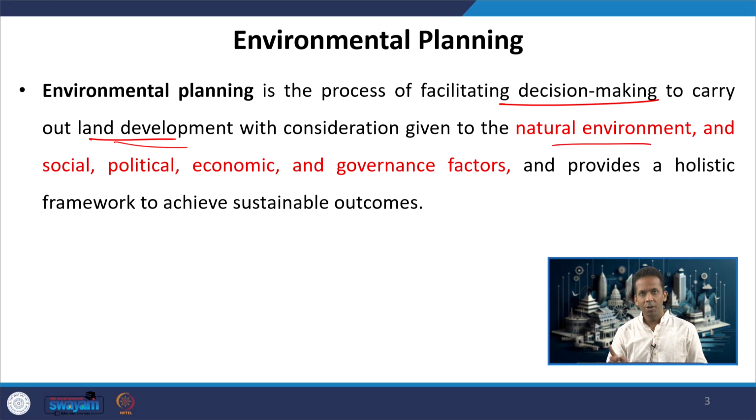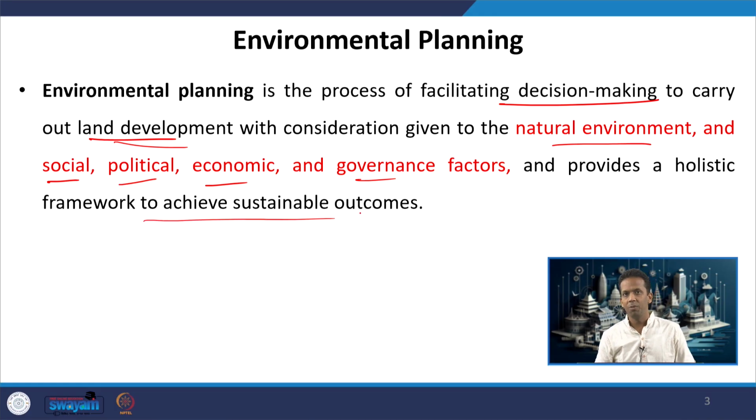And when I say surroundings, the natural environment would include the biotic components of the environment as well as the abiotic components of the environment, but the interaction between them is covered by social, political, economic and governance factors, and it should provide a holistic framework to achieve sustainable outcomes. So, that is the process of environmental planning: decision making to carry out land development while considering the natural and the human based environmental factors and provide sustainable outcomes.